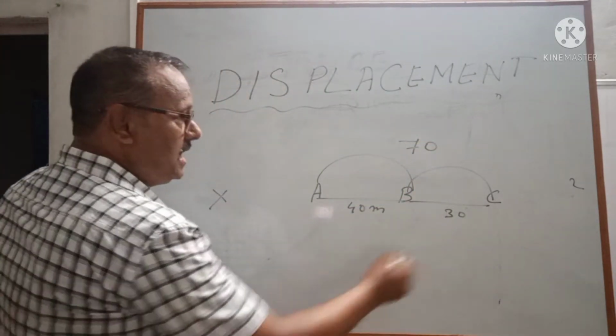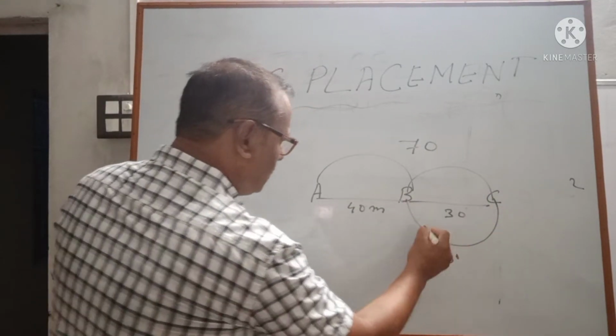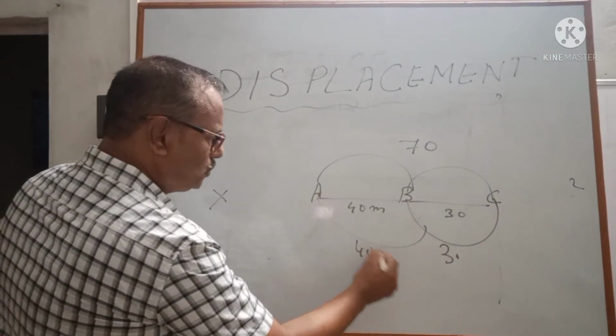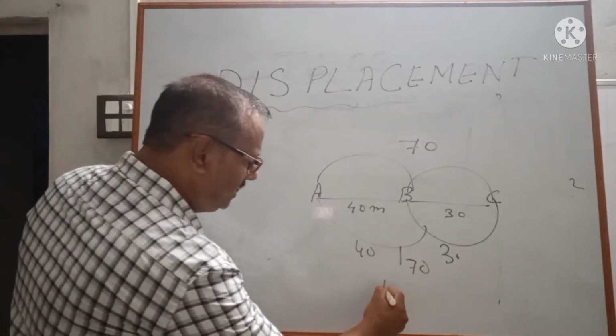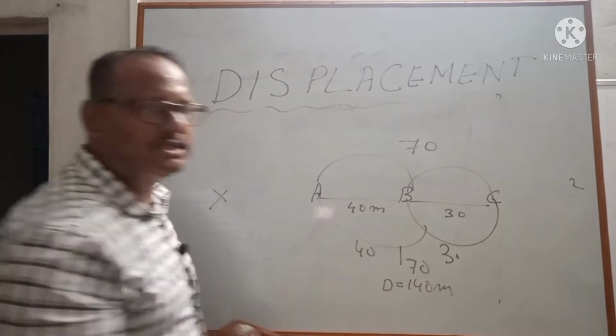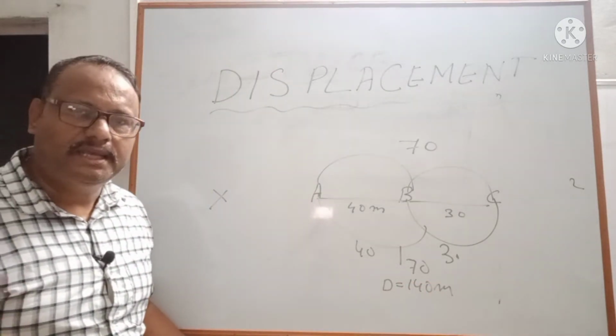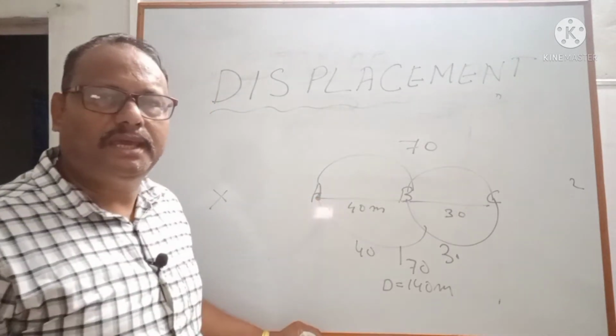70. Now when he came back from C to B, 30, and this side 40, so his total is how much? 70 plus 70, the distance should be 140 meters. His distance is 140 meters, but his displacement is 0 because he again came back to the point A.